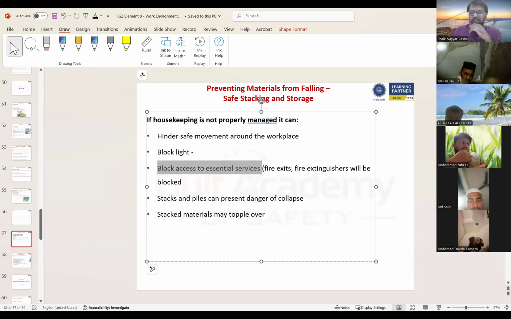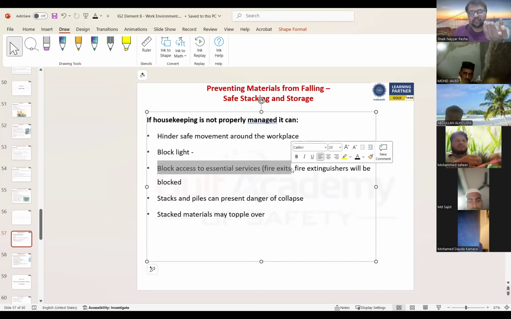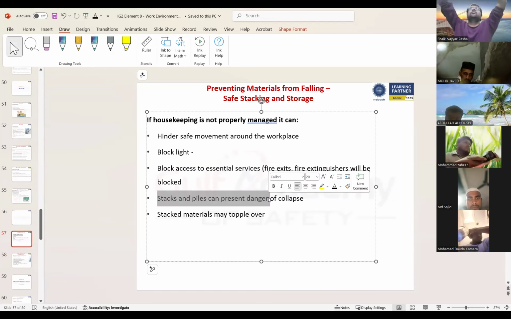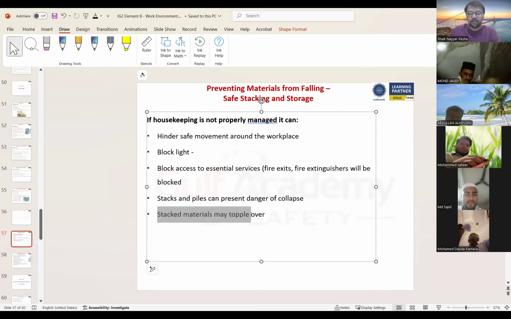It can block access to essential services such as fire extinguishers and fire exits. Poor housekeeping or improper stacking could result in the stacks collapsing, or stacked materials might topple over and fall from height.